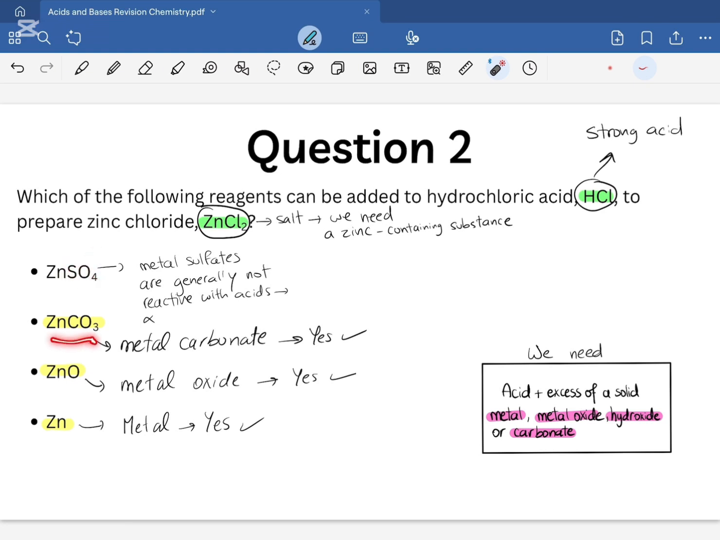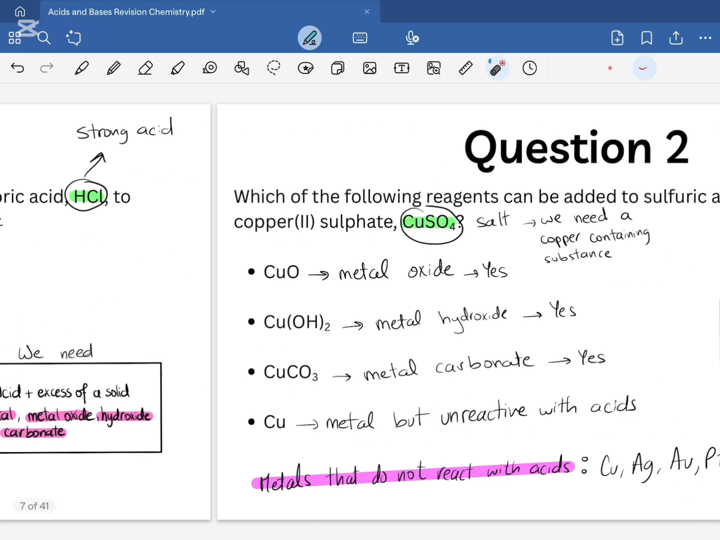Now ZnCO3 is a metal carbonate, so it's going to work. The zinc oxide is a metal oxide, so it's going to work. And zinc, which is a reactive metal, will react with the HCl to give the salt, zinc chloride. So this is also going to be correct. So these are the correct options.